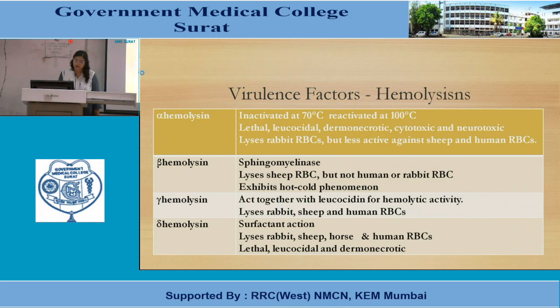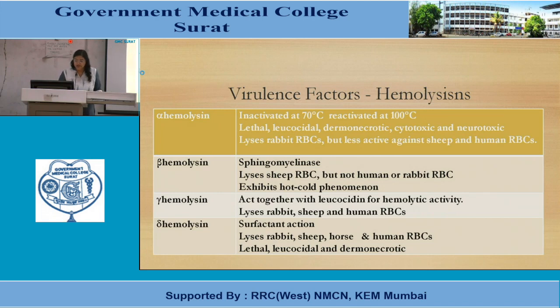While beta hemolysin is actually a sphingomyelinase. It can lyse sheep RBCs but not human or rabbit RBCs. It exhibits the hot-cold phenomenon. Gamma hemolysin acts together with leukocidin for hemolytic activity, that is, a synergohymenotropic activity is shown. It lyses rabbit, sheep and human RBCs.